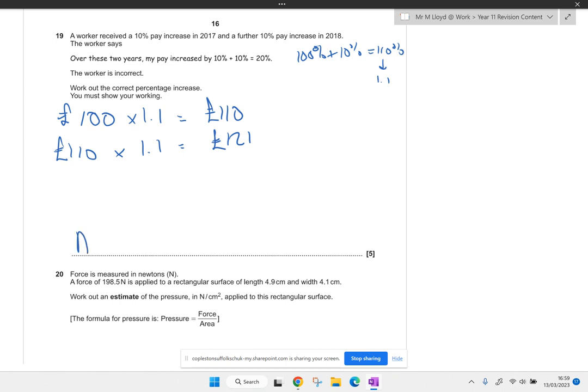So it's actually a 21% increase. Now, this is 5 marks. I've done that quite quickly, but I'm quite used to these questions.